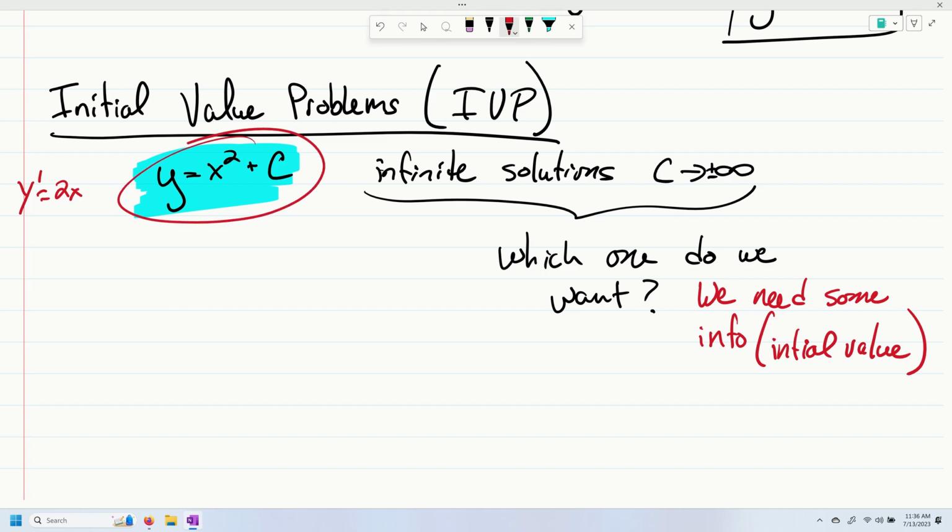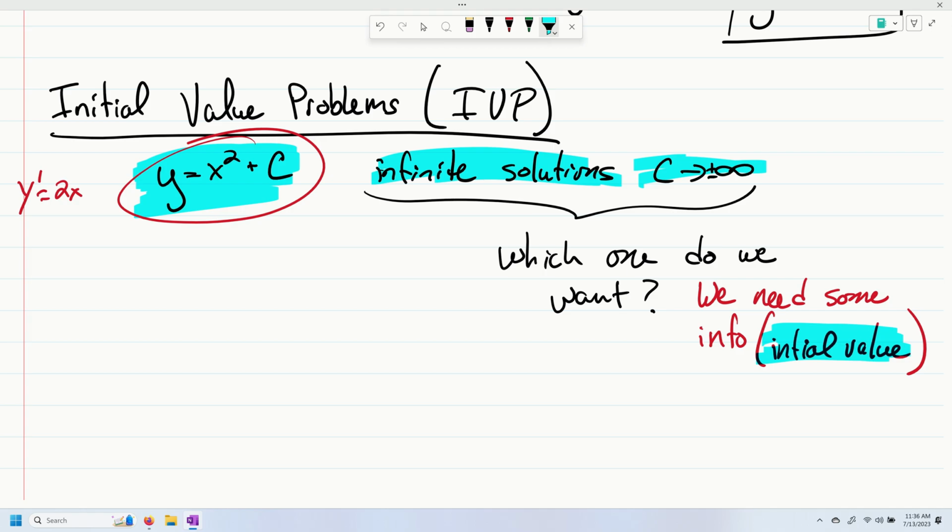We found the general solution to be y equals x to the second plus c. On the surface, this has an infinite amount of solutions because c can be any number between positive and negative infinity. So the question becomes, in order for this to be useful, we need an actual specific value. So which one do we want? We need some info. We need some starting values. To simplify that, we just call them initial values, hence the name initial value problems.